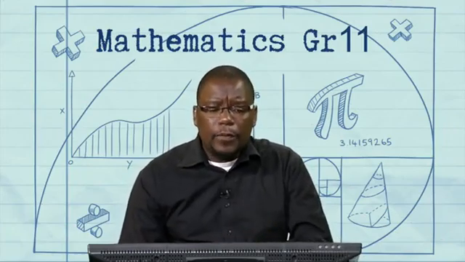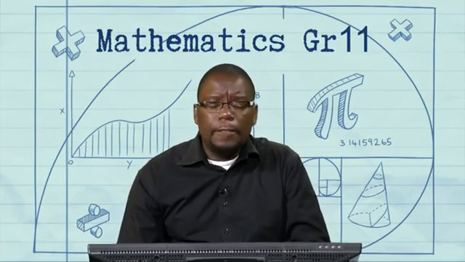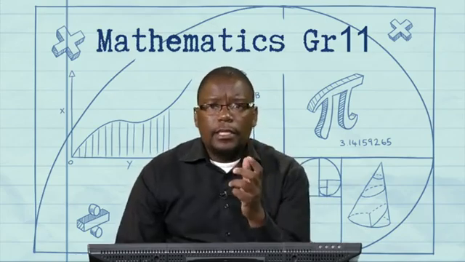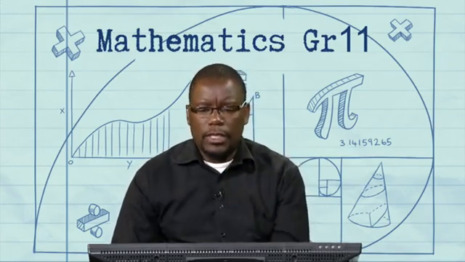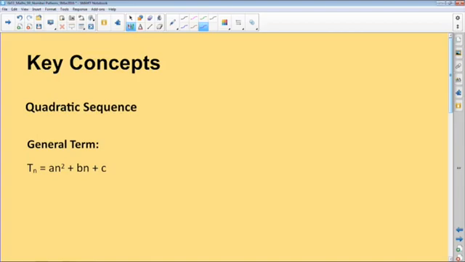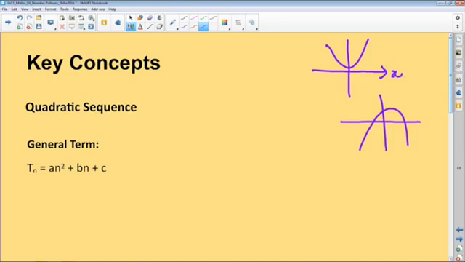We're looking at our quadratic sequence now, all right? So now, as the word says, quadratic sequence. So we're looking at something that looks like this or that, okay? So that's your x, that's your y, and so forth. So it's in a parabola form, all right? So it's Tn equals an squared plus bn plus c. That is your standard form for a quadratic sequence, all right?